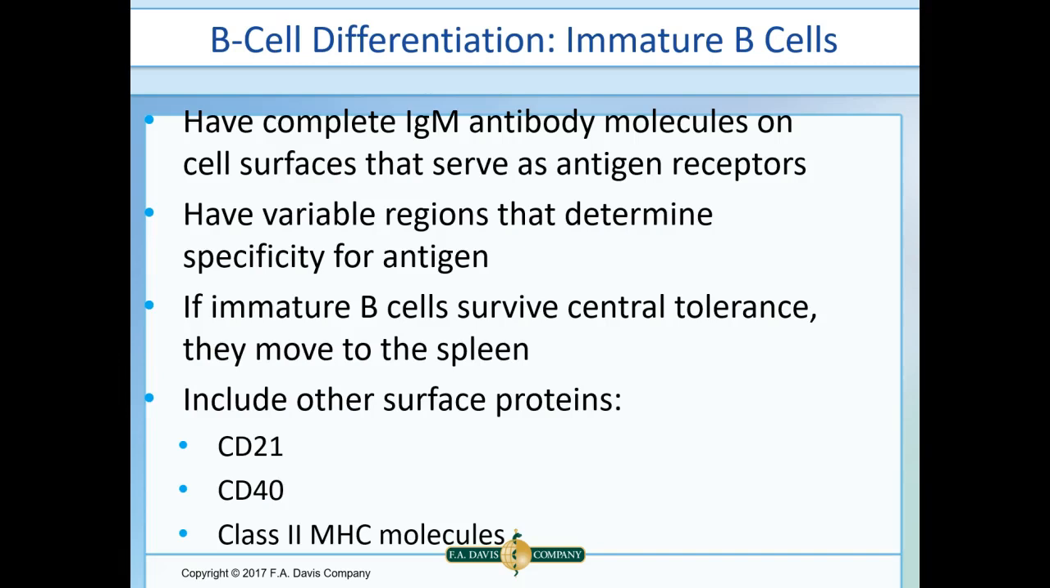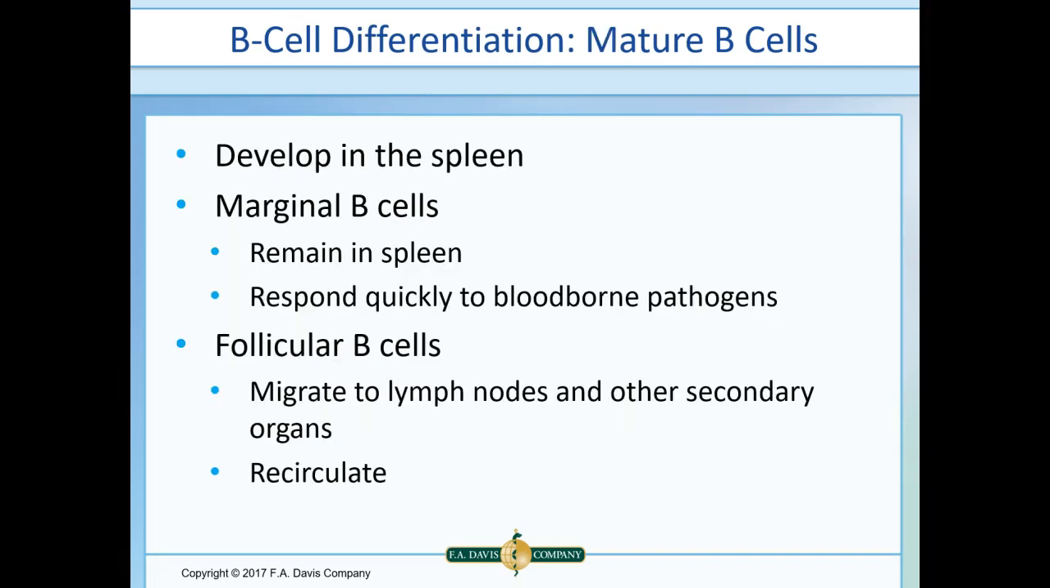And if mature B cells survive, they move on to the spleen. And they have other surface proteins such as CD21 and CD24, or CD40, sorry. Again, cluster of designation is what that stands for. Once we get a mature B cell, they develop in the spleen. Then we'll have the marginal and follicular B cells. The marginal B cells remain in the spleen. They're quick to respond to bloodborne pathogens as needed. The follicular cells migrate to the lymph nodes and other secondary organs to just kind of wait around.